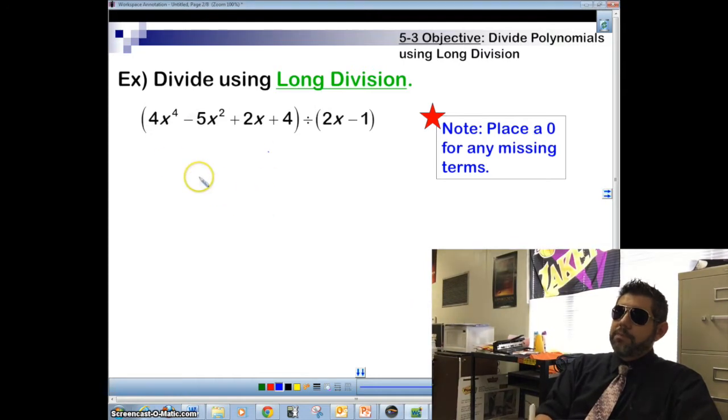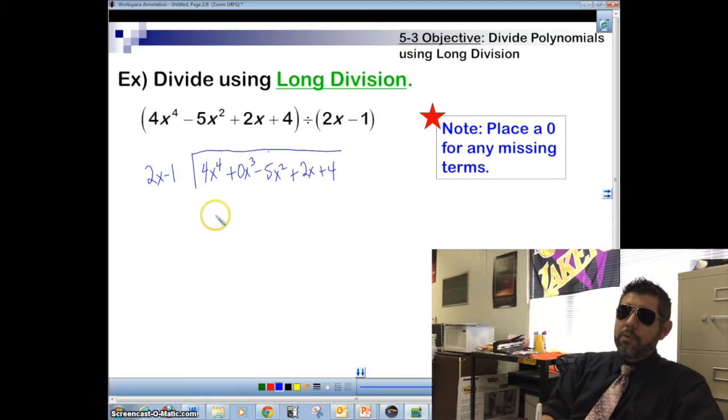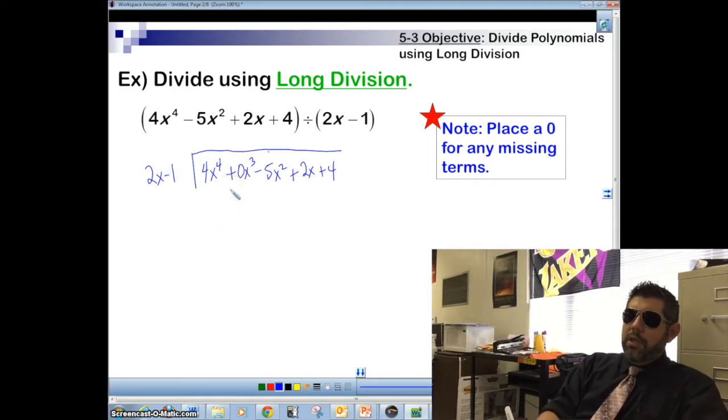So what we're going to do here, we're going to make a little division sign, and we're going to draw it like that. Inside it's going to be 4x to the 4th. Now we don't have an x cubed, so we need to put that there. So we're going to put 0x cubed minus 5x squared plus 2x plus 4. You got that? All right. Now this thing out here is going to go out here, 2x minus 1. I believe we call that the divisor.